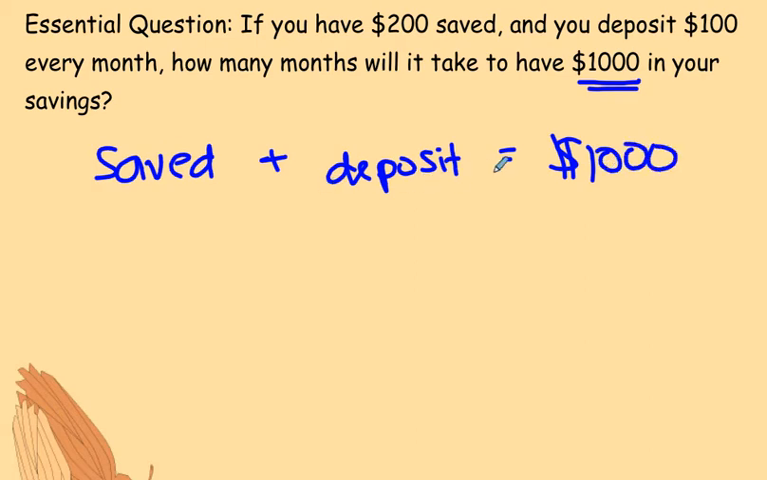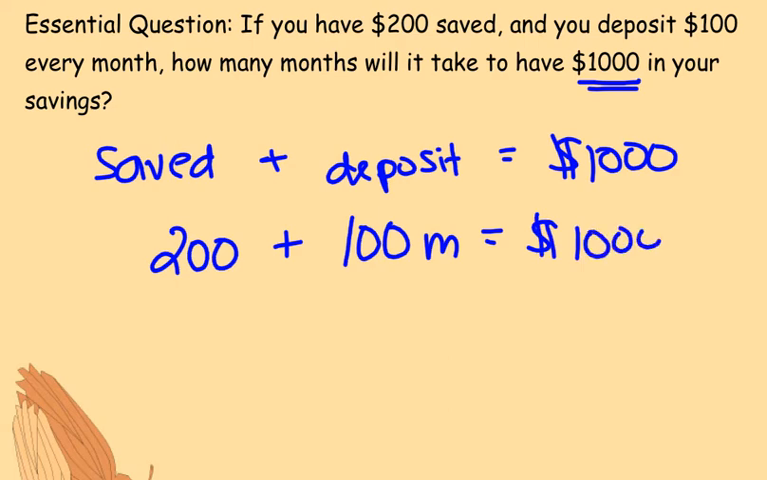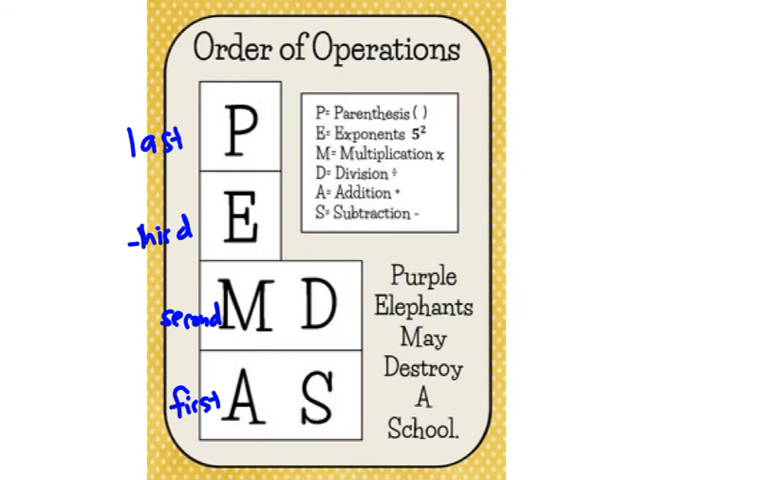Well, you're depositing $100 per month. So it's not just $100 that you're depositing; $100 every month, and the months will be represented by the letter M. What you already saved is $200, and so therefore you want to have $1,000. So this is an equation where you're solving for M, which is the number of months it will take for you to have $1,000. To do that, you need to reverse the order of operations. You need to add or subtract first, then multiply and divide.